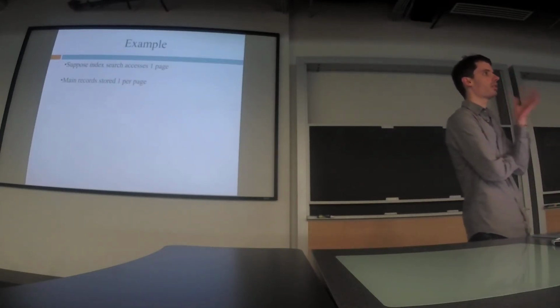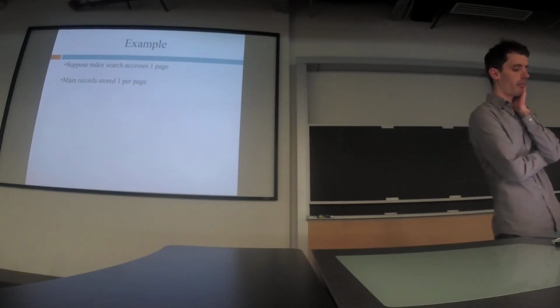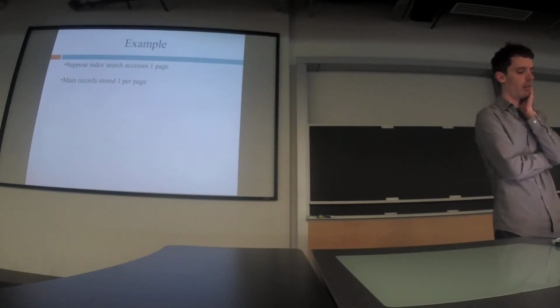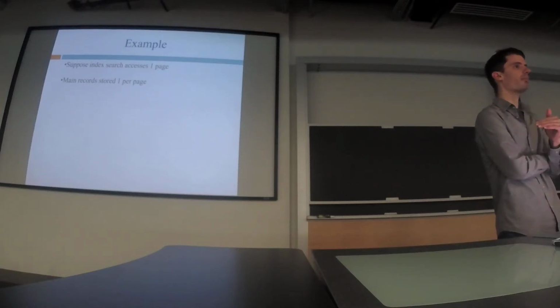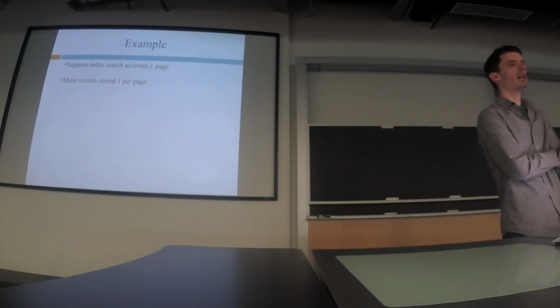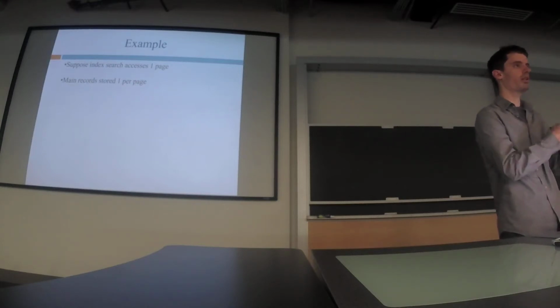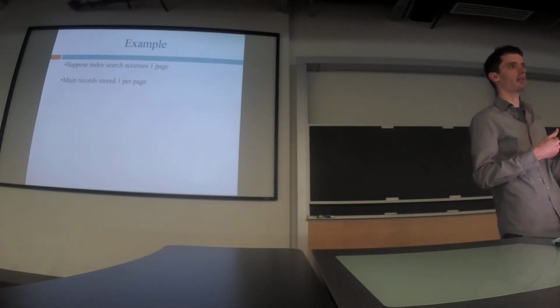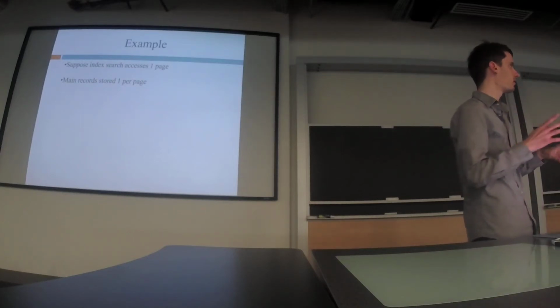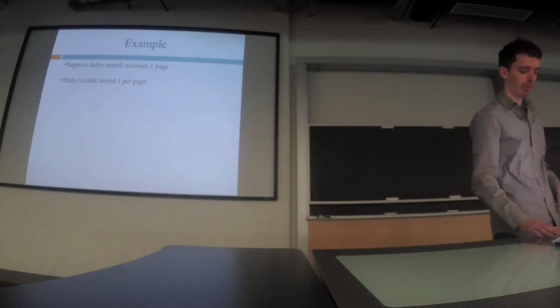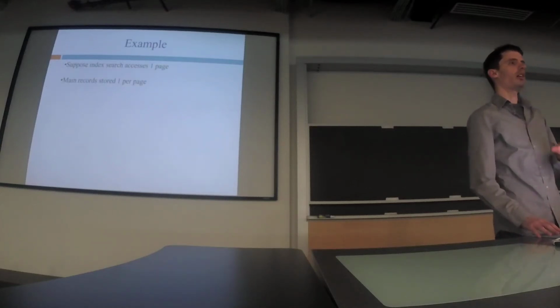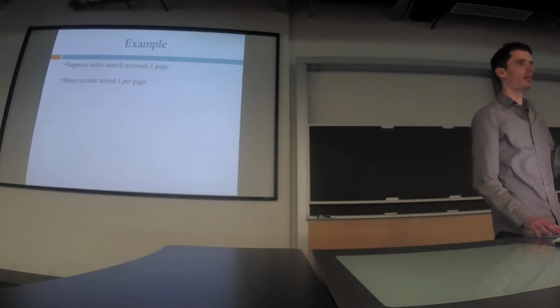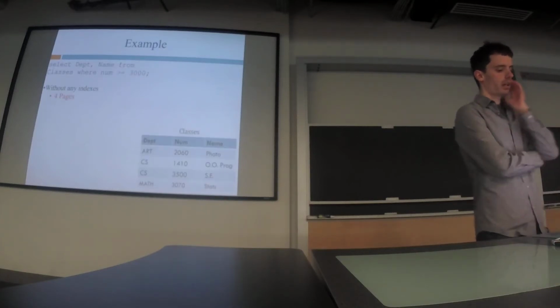Okay, so let's do an example. Just as before, main records are 1 page per row. But since these index tables are ordered and since they're small, we'll assume that we can search the entire index in 1 page access. And that is actually fairly realistic. It won't always be 1. It'll be like 1 or 3 or 5, some small number.